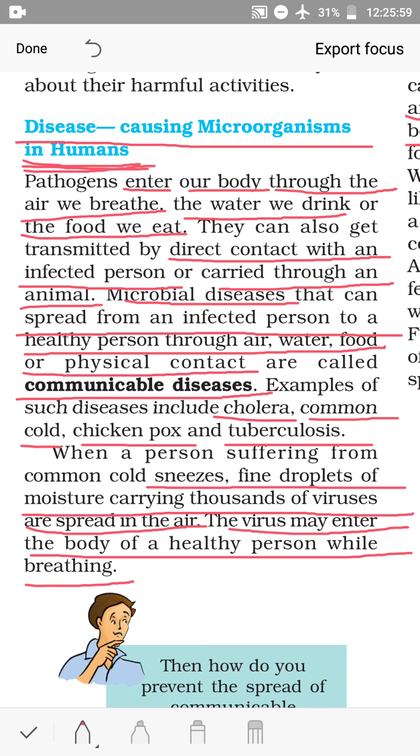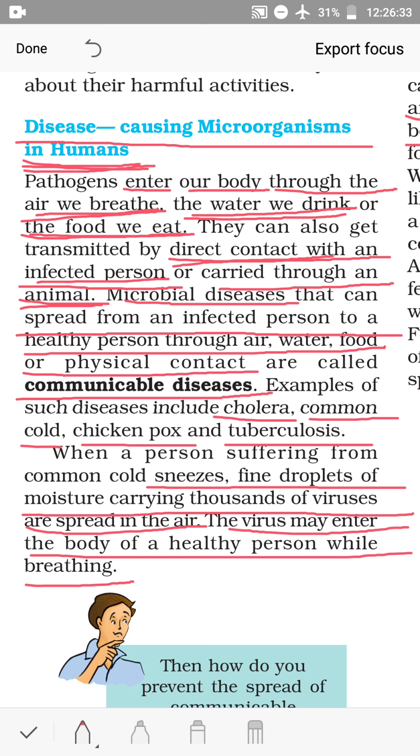Pathogens enter. Disease-causing microorganisms are called pathogens. How do these microorganisms, which are able to cause diseases, enter into our body? They enter our body through the air we breathe, the water we drink or the food we eat. They can also be transmitted by direct contact with an infected person, or carried through an animal.